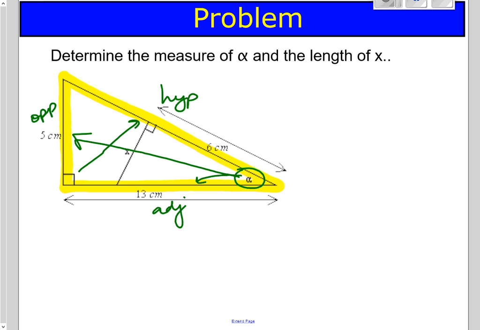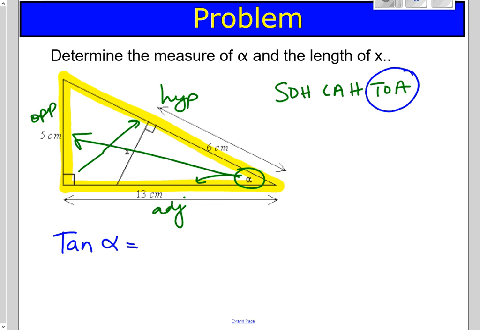So since I have my opposite side and I have my adjacent side, I'm going to look at Sohcahtoa again because this is a right triangle. Opposite side and adjacent side, that's going to be our tan. So I'm going to say tan alpha equals my opposite side, which is 5, over my adjacent side, which is 13.